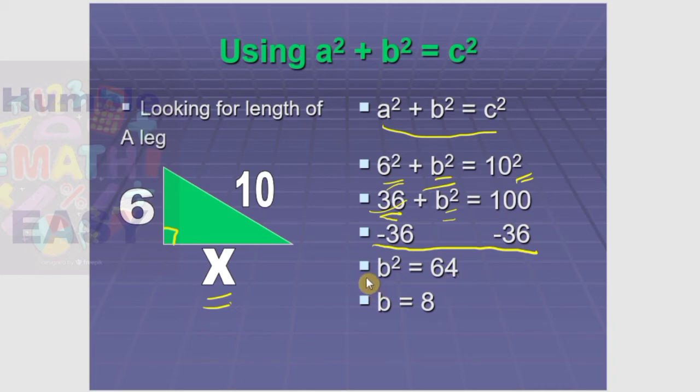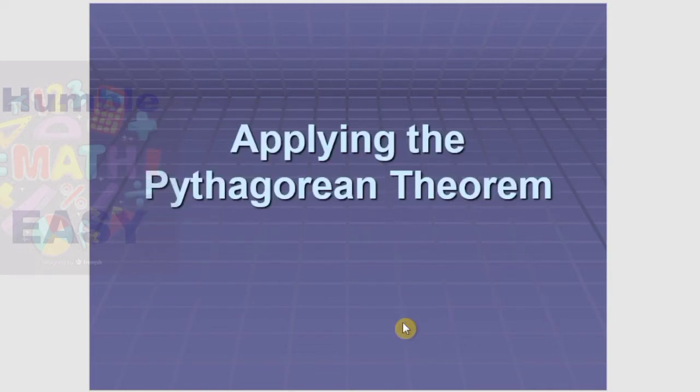And now take the square root of both sides of the equation for us to be able to get the value of b. So we could say now further that the b value that we have is equal to 8. So how to apply the Pythagorean Theorem in a real life situation?